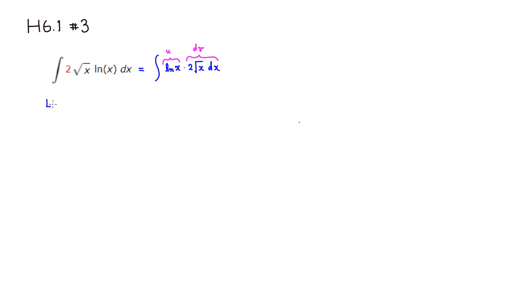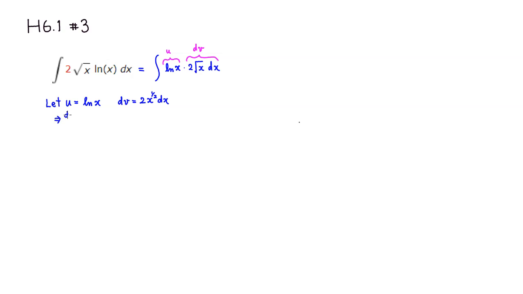I'm letting u be natural log of x, and then dv be 2, and I'm going to write the square root as x to the 1/2 power dx. As usual, I'm going to take the derivative.